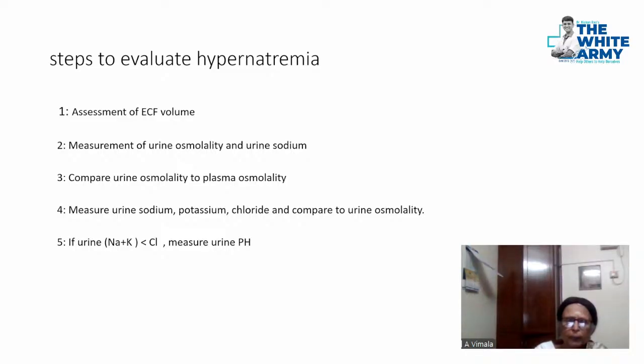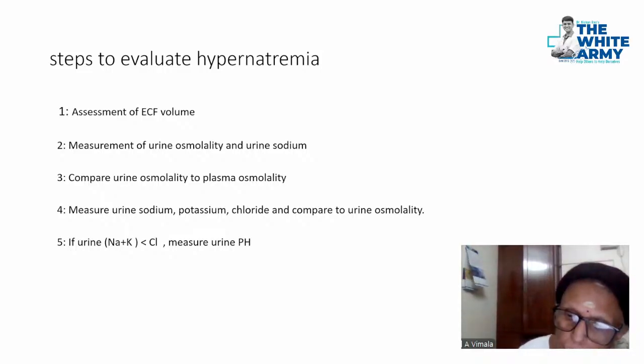If urine sodium plus potassium is less than the chloride, you have to measure urine pH. The last two we will not be discussing today. So the first three steps are assessment of ECF volume, measurement of urine osmolality and urine sodium, and comparing urine osmolality to plasma osmolality.